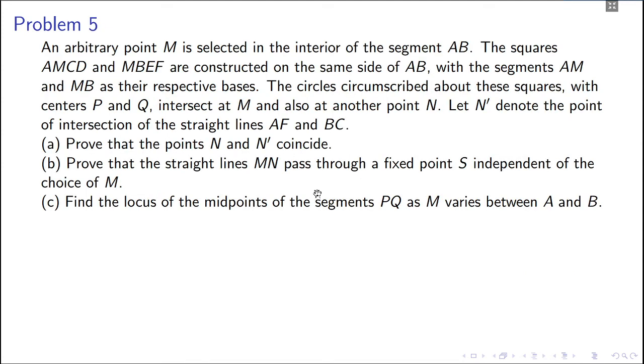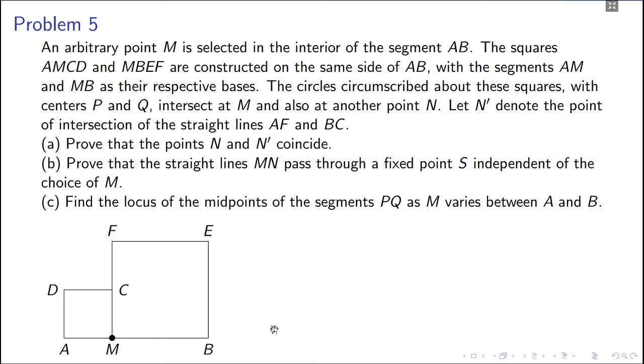This is problem 5. It says there's a point M in the interior of segment AB. So there's a segment AB, there's a point M, and you complete the squares on the same side of AB. And then it says circles are circumscribed about these squares. So you draw the circles about these squares, and the centers are P and Q. And they intersect at M and also at another point N. Okay, so they intersect here and they intersect here on this point N.